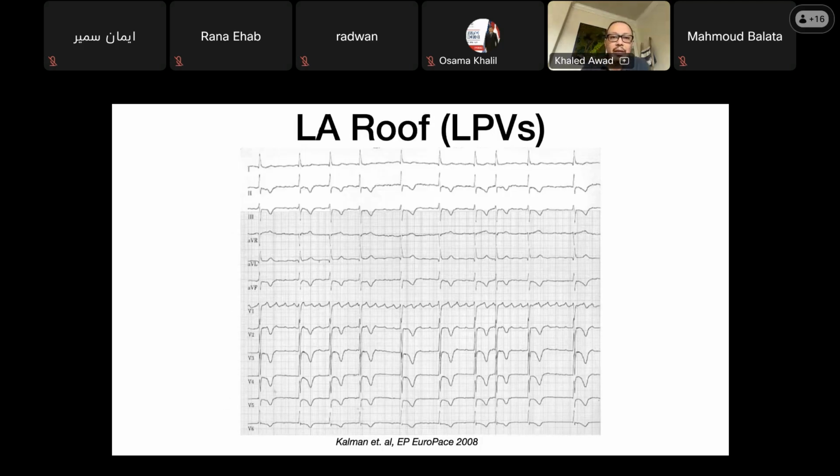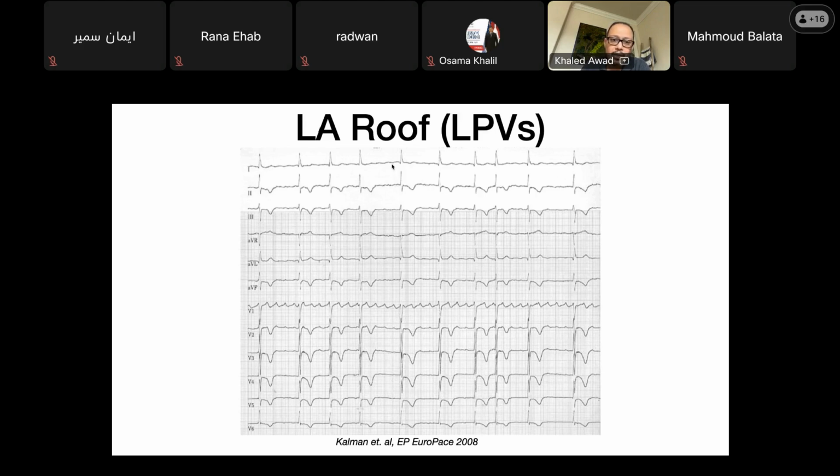All right. Other P-wave morphologies, fun things to look at. The left atrial roof, for example. You can see we're positive in V1, 2, 3, 4, 5. Maybe V6 would become a little negative, but when we see this sort of concordance in the precordial leads, we think something posterior in the left atrium.